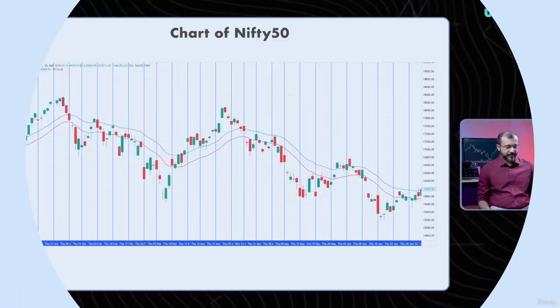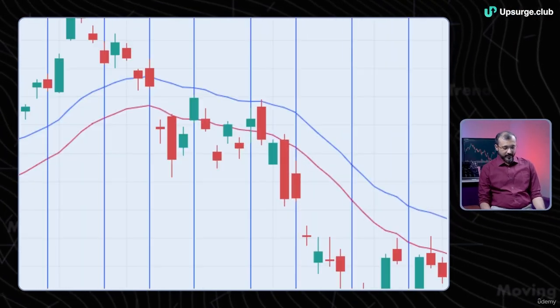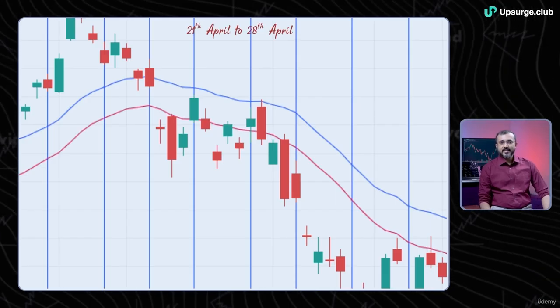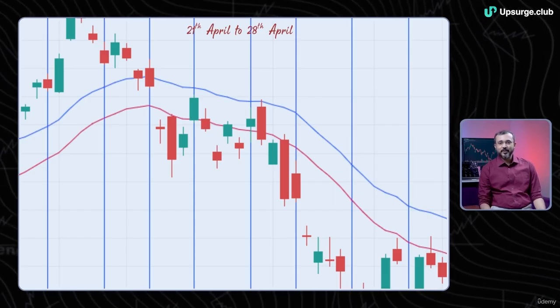So if it's nearing a 50 strike or a 100 strike, you have to trade the strike which is closest to your median range. Coming to the next trade, it was triggered somewhere between 21st of April and 28th of April. If we see, there is one more market structure low in between.